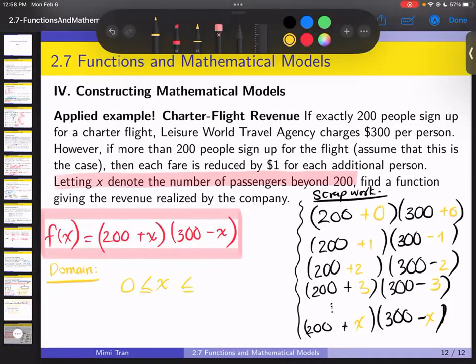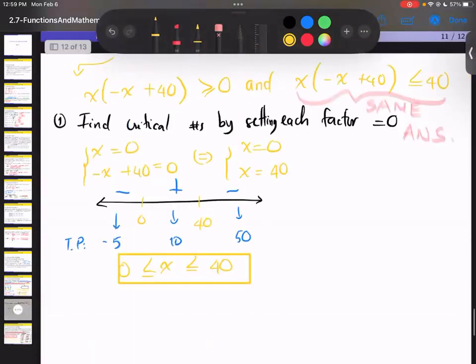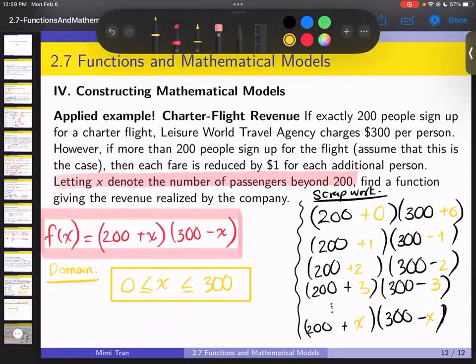Up to what? I know I can go beyond 200. Right? 200 is not your maximum volume. Up to what? 300, right? What happens if you go beyond 300? You have a negative thing here, which is wrong, right? Can't have negative money. I mean, you're taking a loss. So you have to be up to 300. That would be your domain. Or you can solve, like I showed you how to solve up here. Same thing. Or you can use your logical reasoning, right?